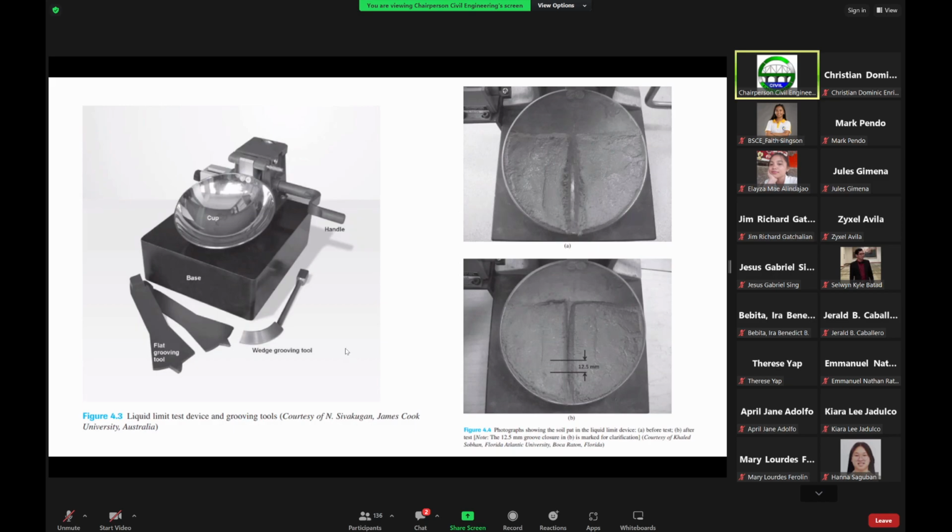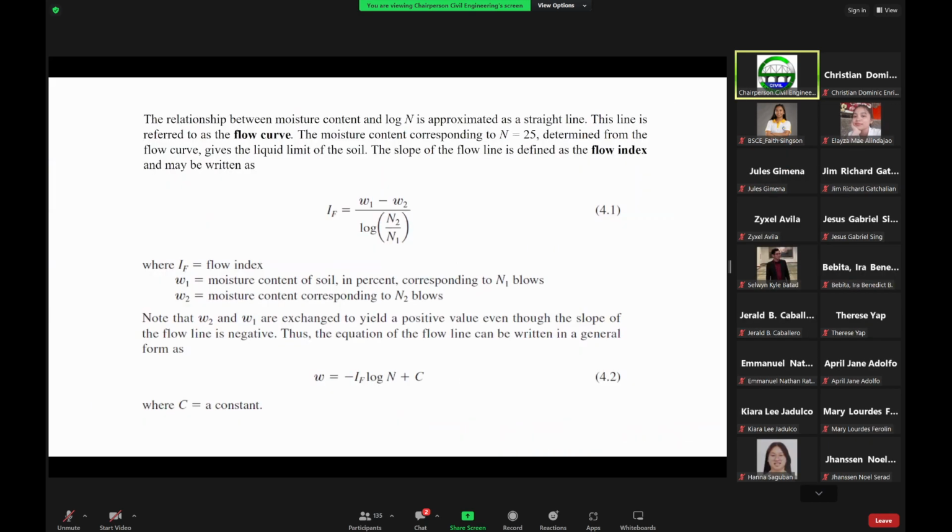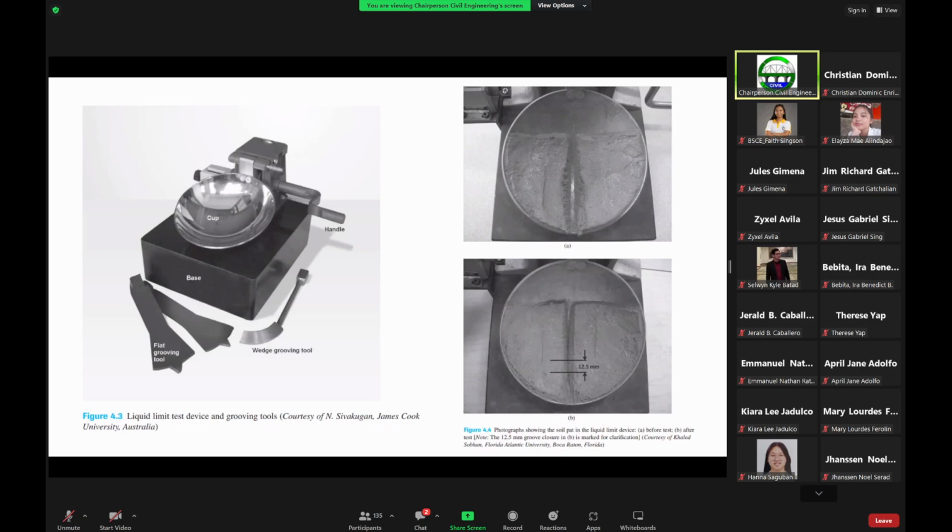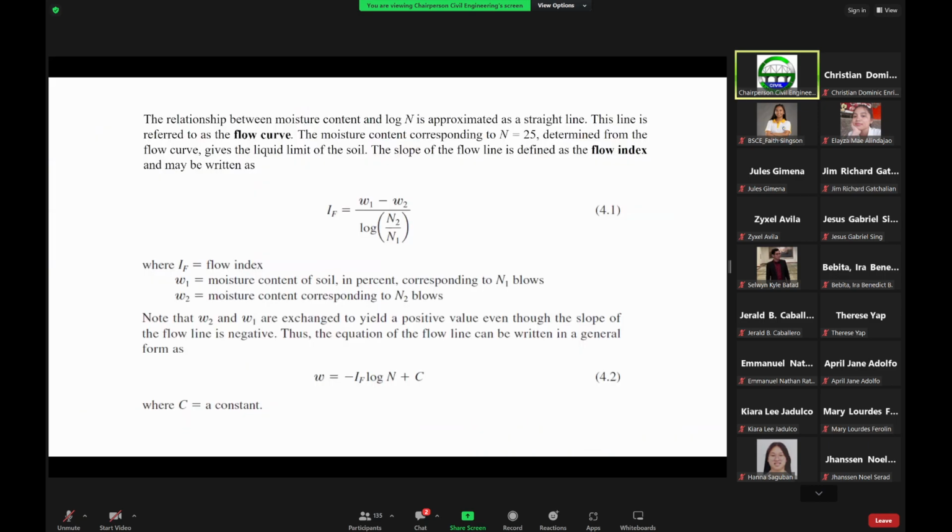So the relationship between moisture content and the log of n, where n is the number of blows, because you will be turning this handle, and this cup will be raised up, and then will fall down, then raise up and fall down, and so on. Every time it drops, that's the number of blows. So the relationship between the moisture content and the log of n is approximated by a straight line, which you will basically plot in the lab.